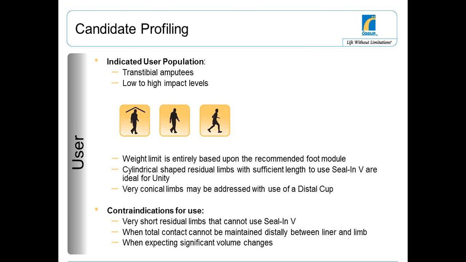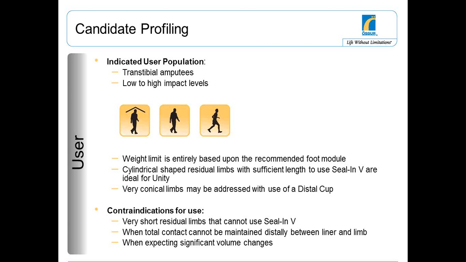Cylindrical shaped residual limbs tend to work best with this system with sufficient length to use the Seal-In V, which we're going to go over. So there is a liner very specific to this system called the V. As most of you would know, working with Seal-In systems before, cylindrical shapes are wonderful with Seal-Ins. It's really different with this.